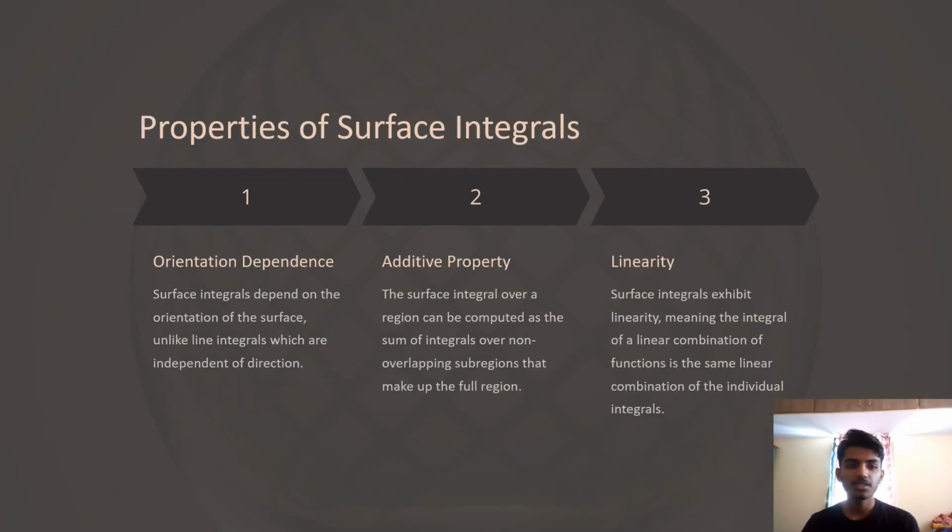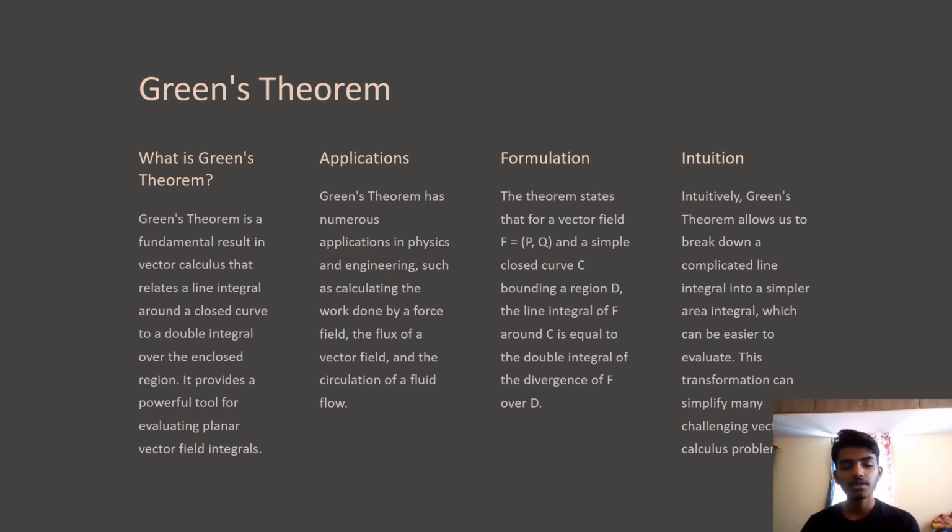Properties of surface integrals. Orientation dependence. Surface integrals depend on the orientation of the surface, unlike line integrals, which are independent of direction. Additive property. The surface integral over a region can be computed as the sum of integrals over non-overlapping subregions that make up the full region. Linearity. Surface integrals exhibit linearity, meaning the integral of a linear combination of functions is the same as the linear combination of the individual integrals.